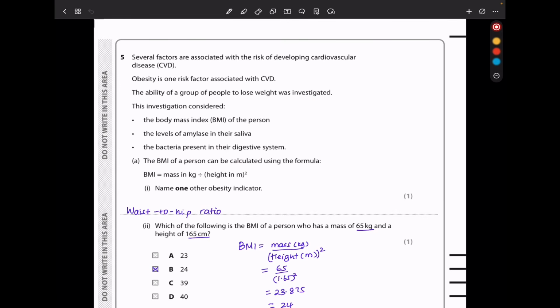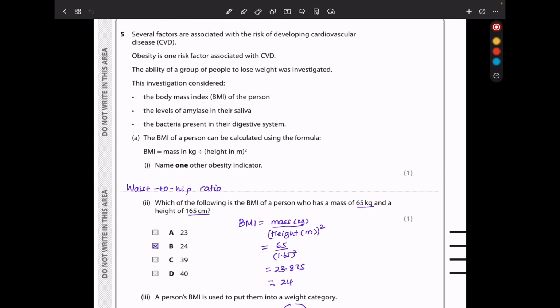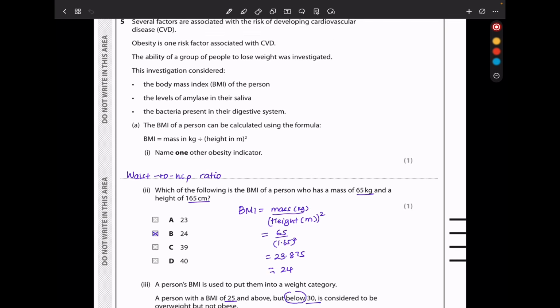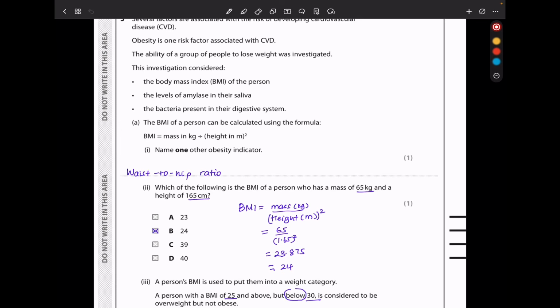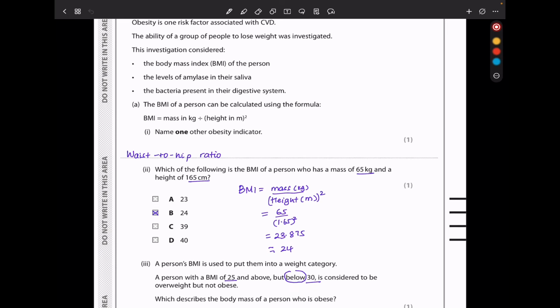In question 5, several factors are associated with the risk of developing cardiovascular disease. Obesity is one risk factor associated with CVD. The ability of a group of people to lose weight was investigated. This investigation considered the body mass index of a person, the level of amylase in their saliva, and the bacteria present in their digestive system. The BMI of a person can be calculated using the formula BMI is equal to mass in kilograms divided by the height in meters squared.